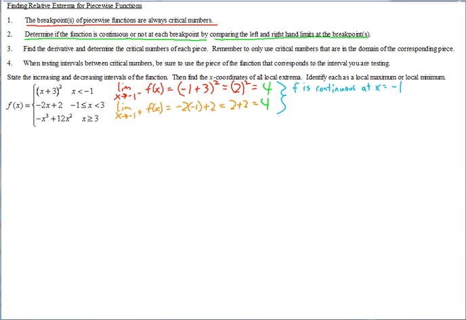Now let's find a limit from the left and right of our other breakpoint, 3. So the limit as x approaches 3 from the left, you use this piece here. So it'd be -2 times 3 plus 2. -2 times 3 is -6 plus 2 gives you -4.